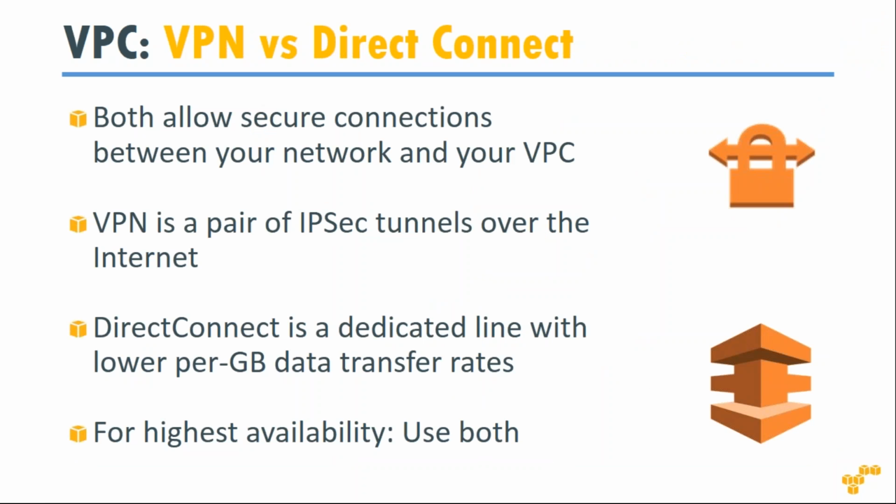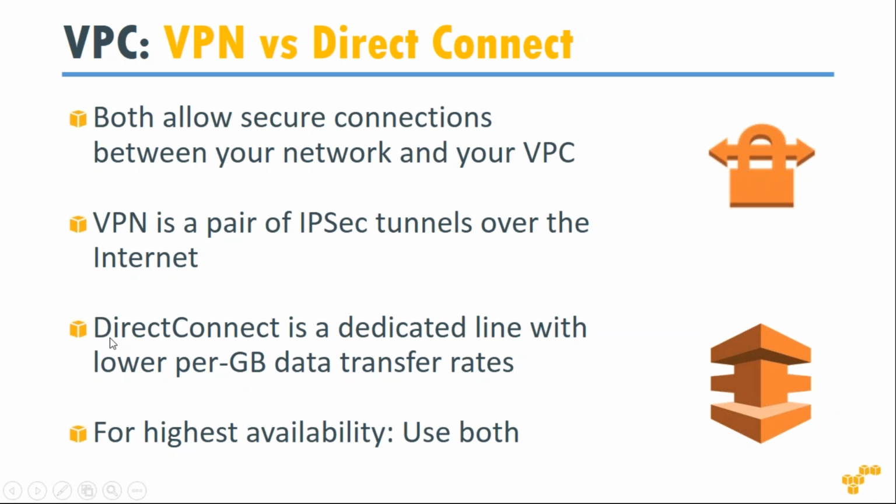So this is a very high level comparison of when to use both. Both of them allow secure connections. VPN is a pair of IPsec channels over the internet. That is the difference. Whereas Direct Connect is a dedicated line with lower per GB data transfer rate. That means that the data doesn't transfer over the internet as in the VPN case.